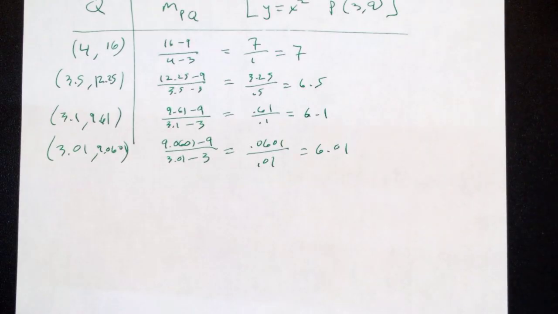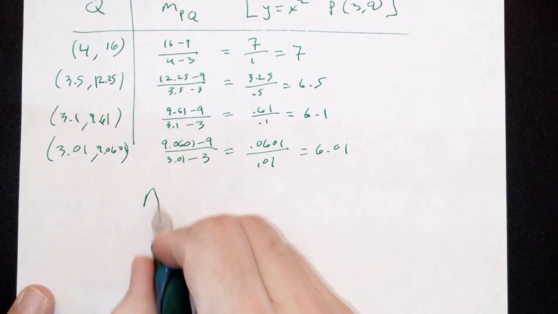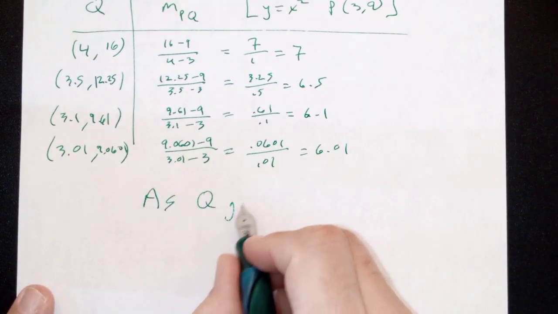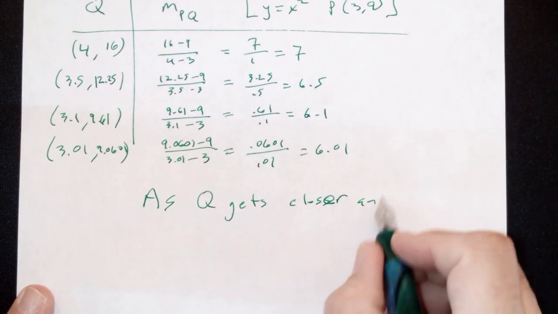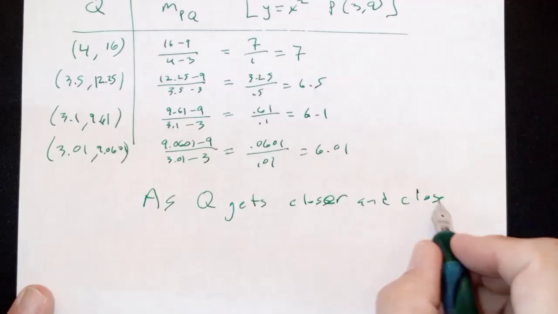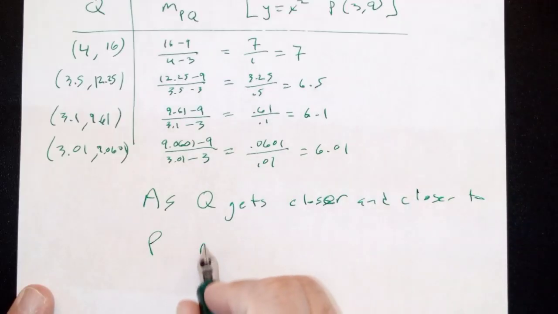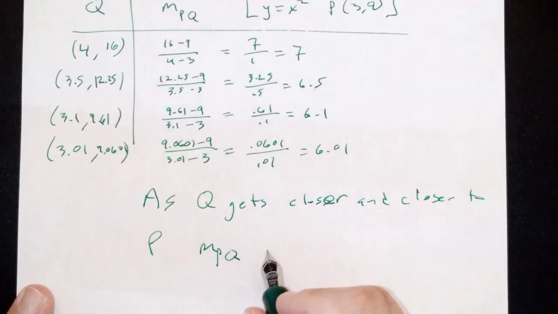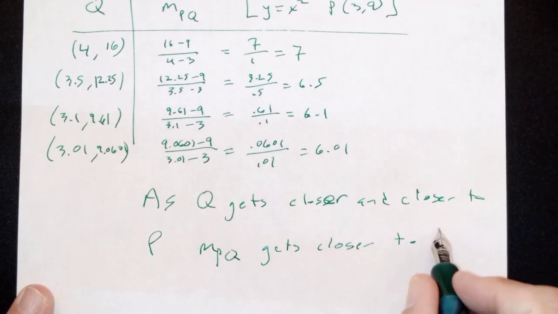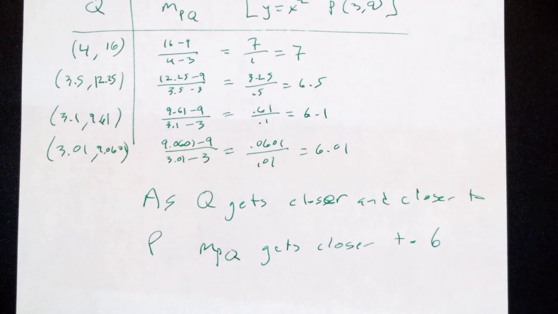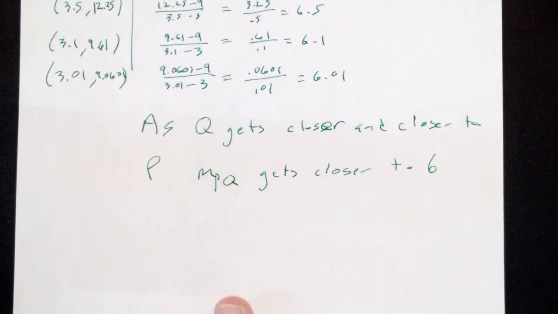I can now make an educated guess. As Q gets closer and closer to P, the slope of our secant line gets closer and closer to 6.